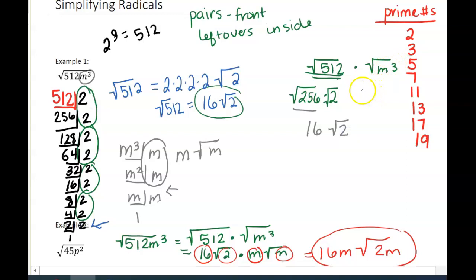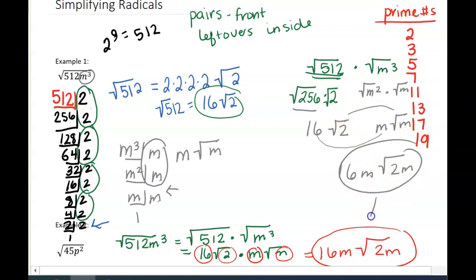Well, you can rewrite the square root of m cubed as the square root of m squared times the square root of m. We know the square root of anything squared is just that, so that's m square root of m. Combine what's on the outside, 16m. Combine what's on the inside, square root of 2m. You get the same thing. Okay, yes, there's a 1 there.